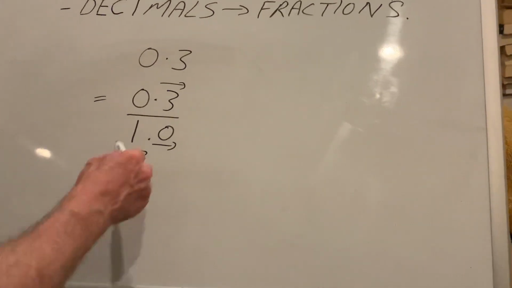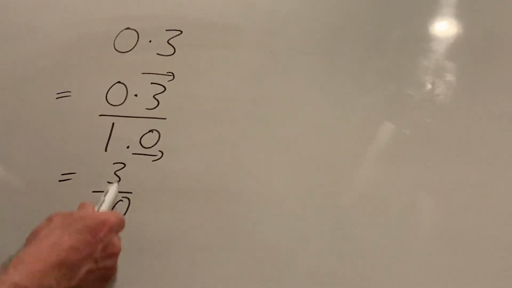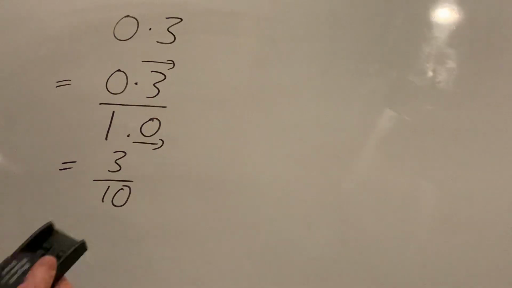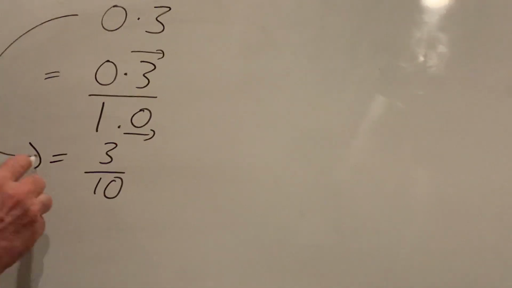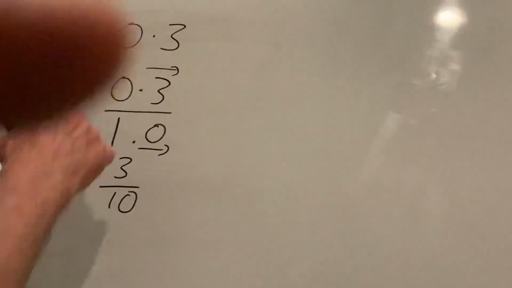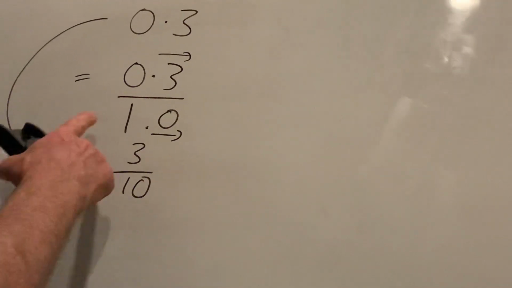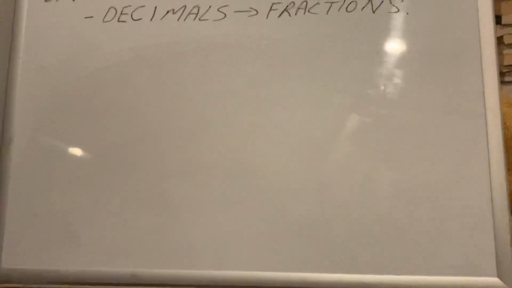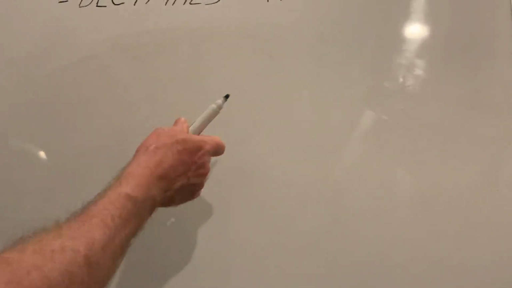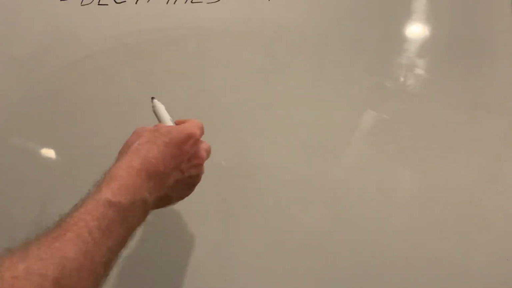That's your answer. You can't divide down anymore. 3 doesn't go into 10. That's as far as we can go. So 0.3 actually equals 3/10. And you probably thought you knew that anyway, but to actually work it out is a bit more complicated. And when you get into other decimals, it can become a little bit more interesting.